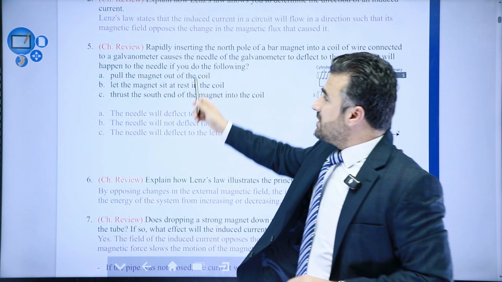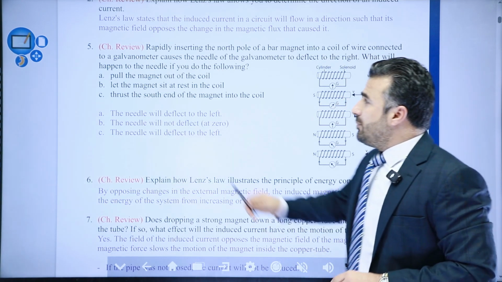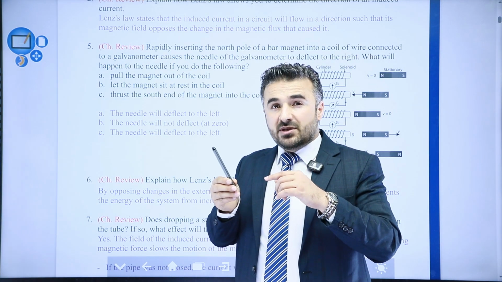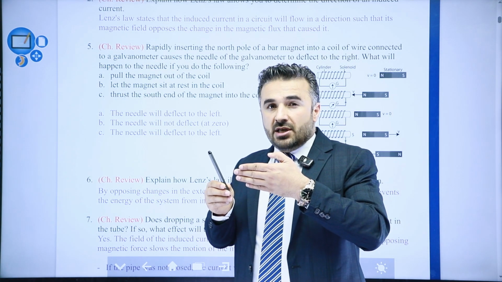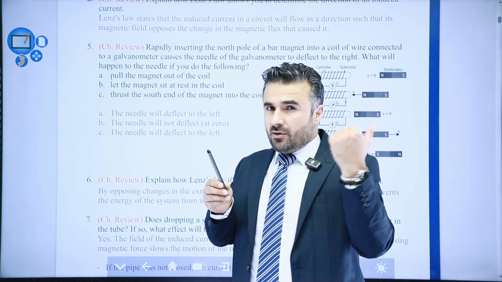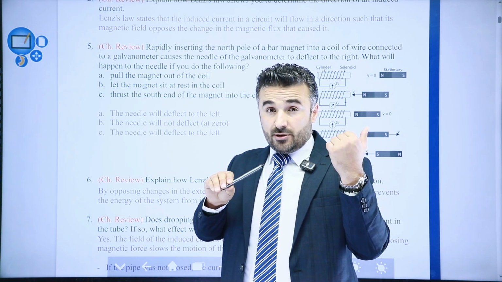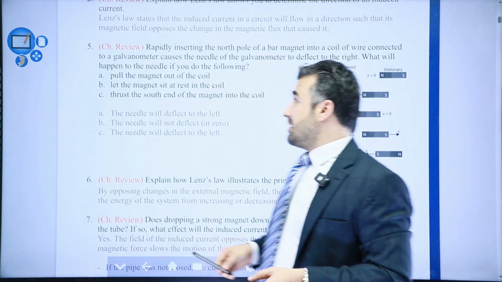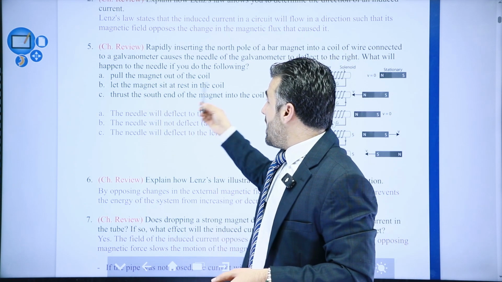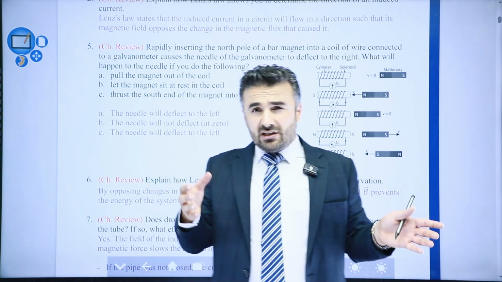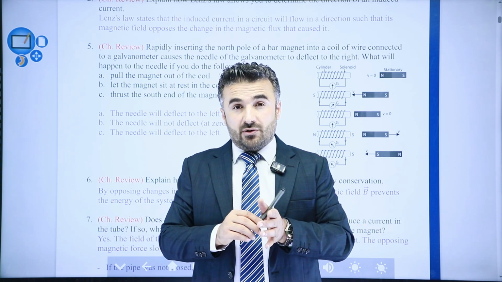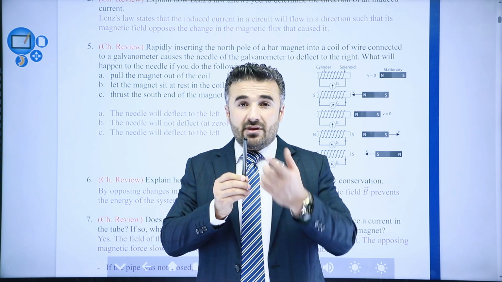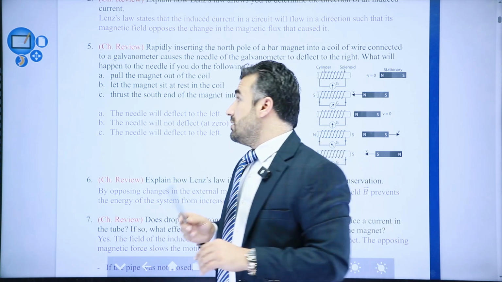Here's what will happen to the needle if you do the following. If you pull the magnet out of the coil, what happens to the needle? Of course, it's going to shift in the other direction, which is going to be to the left in this case. What happens if you let the magnet sit at rest in the coil? We said if there's no relative motion between the two, there's no induced electromotive force. If that is the case, the galvanometer needle will show 0, meaning no induced electromotive force.